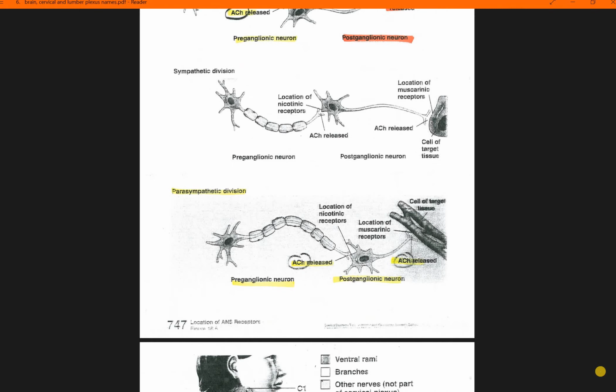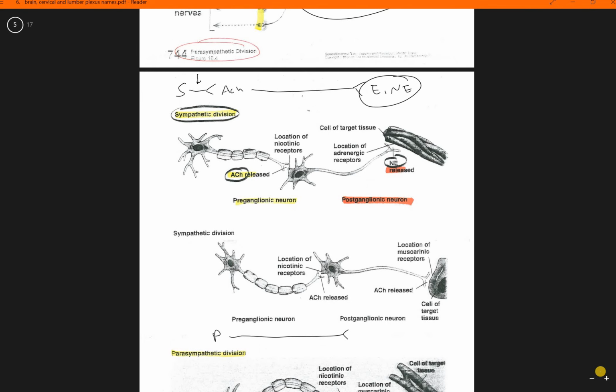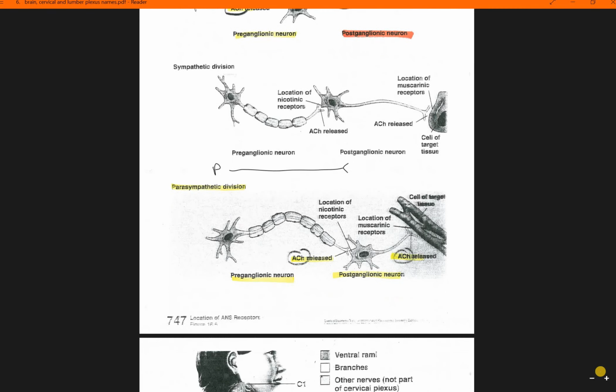The parasympathetic division, the pre-fibers, so parasympathetics, the pre-fibers, which are very long compared to the sympathetics, which those pre-fibers are short. The parasympathetics release acetylcholine and enable synapse on the post, which also releases acetylcholine, which will synapse on the tissue, putting you in parasympathetics, which is rest and digest.